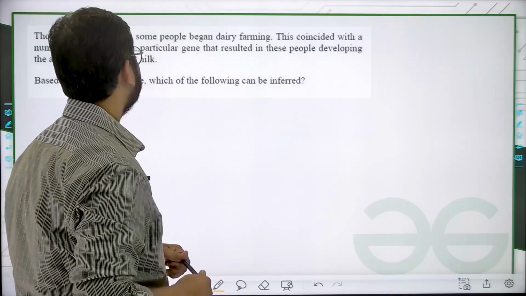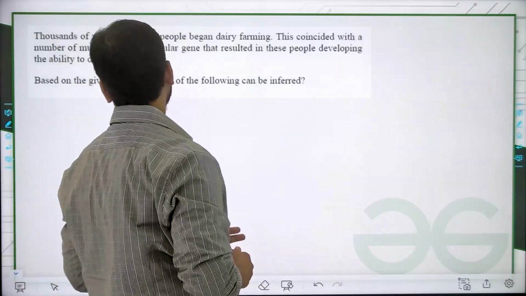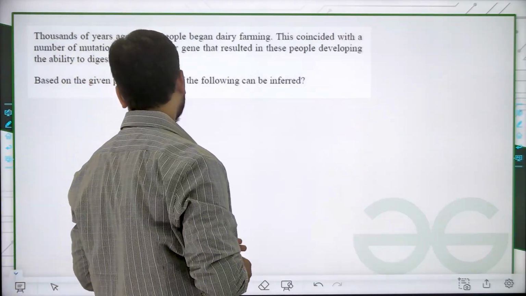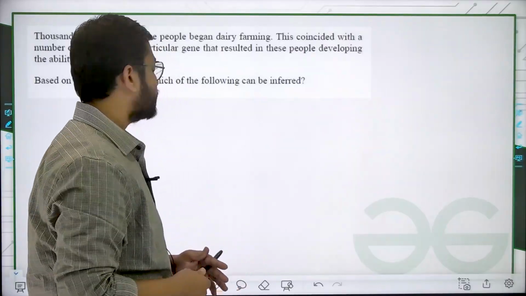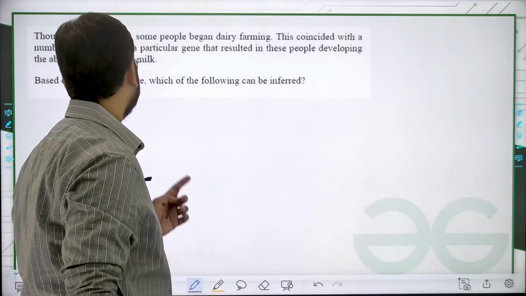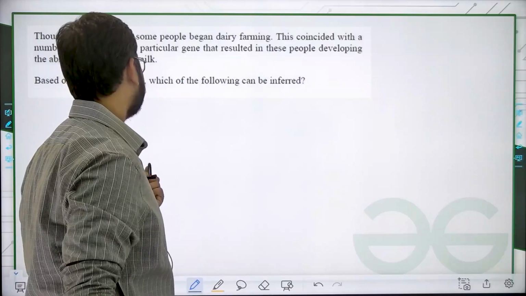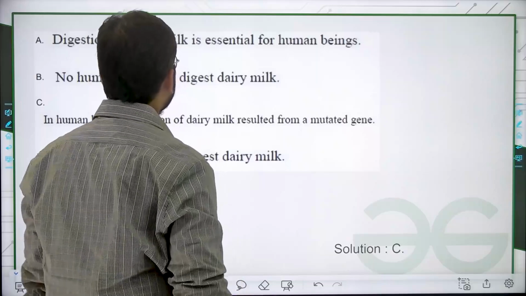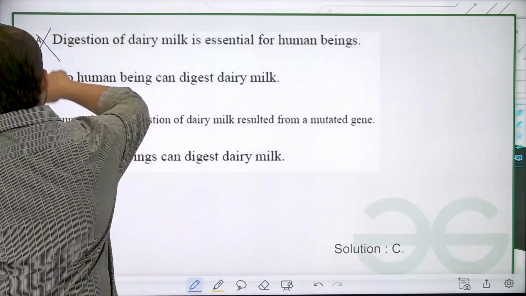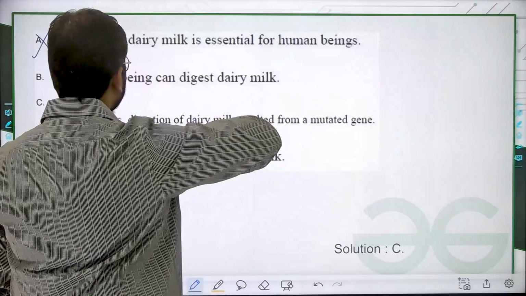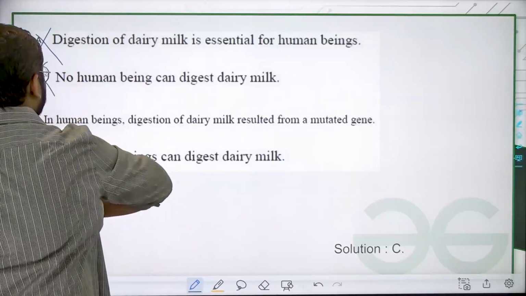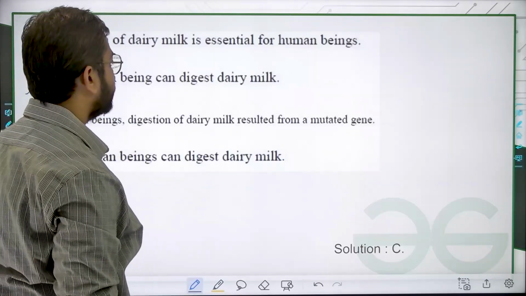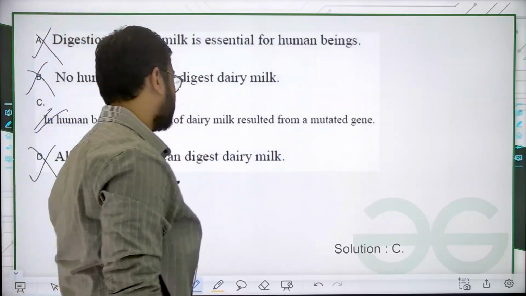Thousands of years ago, some people began dairy farming. This coincided with the occurrence of a mutation in a particular gene that resulted in people developing the ability to digest dairy milk. Based on the given passage, what is inferred? It means that once they developed the ability to digest milk, the mutation had happened before that. Digestion of milk is essential for human beings: not confirmed from the statement. No human being can digest dairy milk: not confirmed. All human beings can digest it: not confirmed. Only human beings with the mutated gene digest dairy milk. This is the only option.